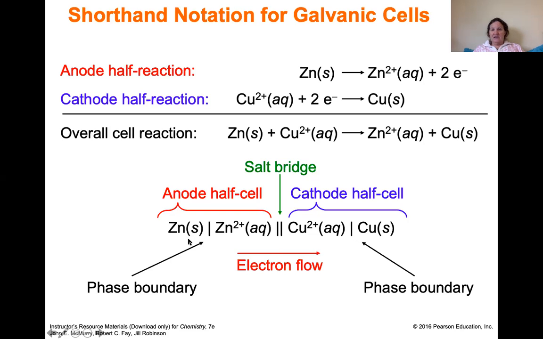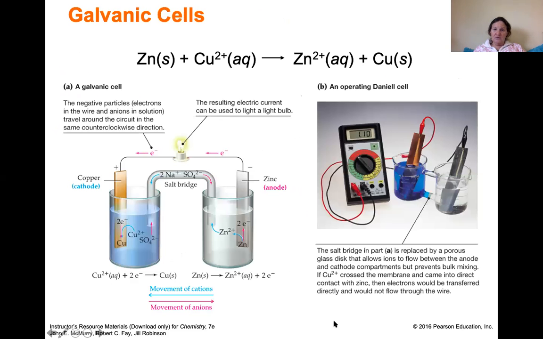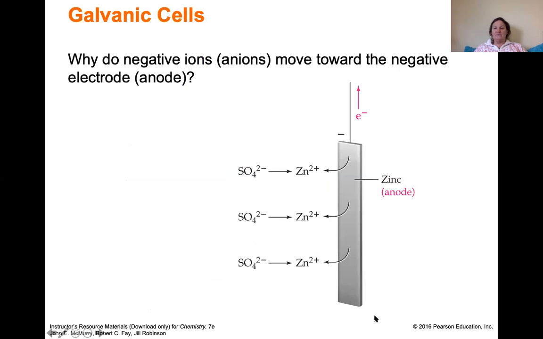So if you think about it, when you look at this, our zinc chunk of metal was dipped into a solution that had zinc 2+ in it. So that's a phase boundary. That's a solid chunk of metal stuck into an aqueous solution. Then what connects that to the other side, the other chemistry, is a salt bridge. And there are essentially two phase boundaries. There's a phase boundary on this side between this solution and the salt bridge, and then there's a phase boundary on this side between the solution and the salt bridge.